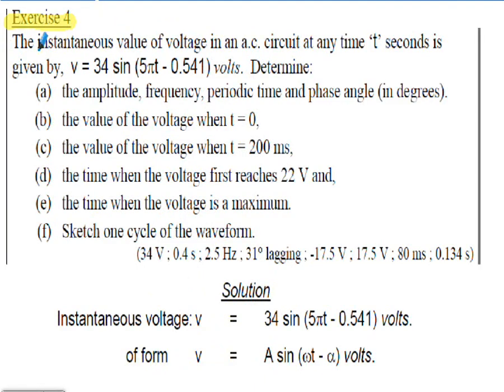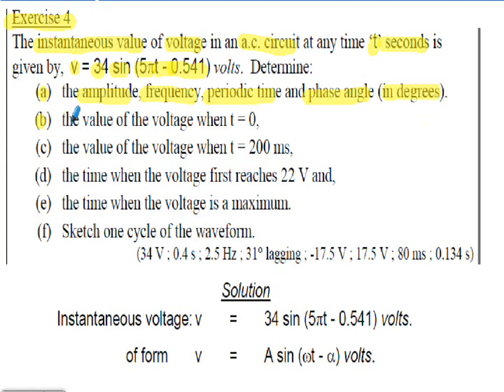Exercise 4. The instantaneous value of voltage in an AC circuit at any time t in seconds is given by the expression v is equal to 34 times the sine of 5 pi t minus 0.541, that's volts. We're asked to determine A, the amplitude, the frequency, the periodic time, and the phase angle, specifying the angle in degrees.